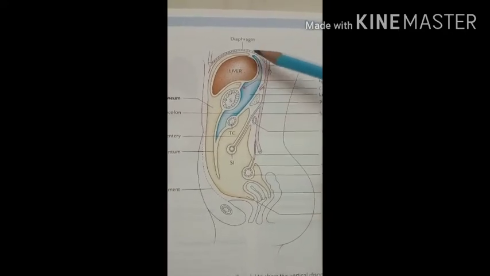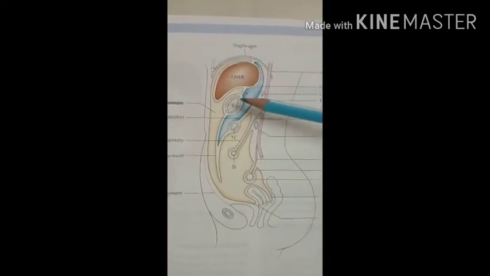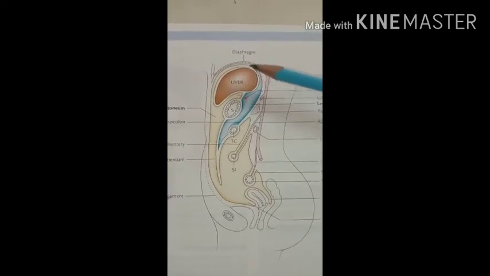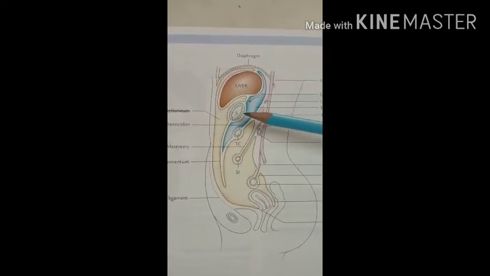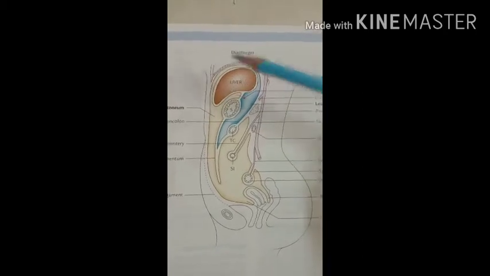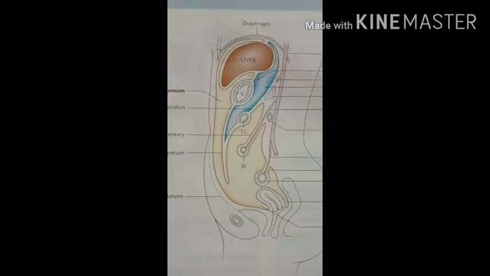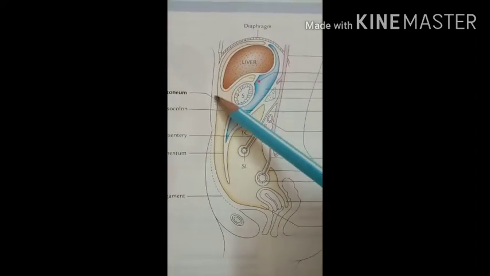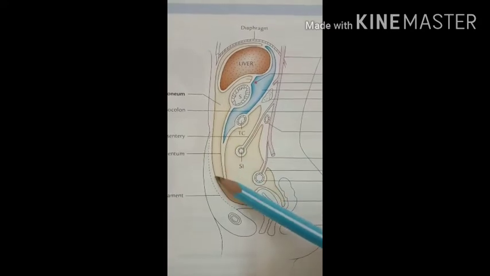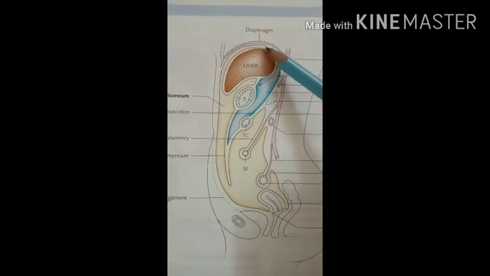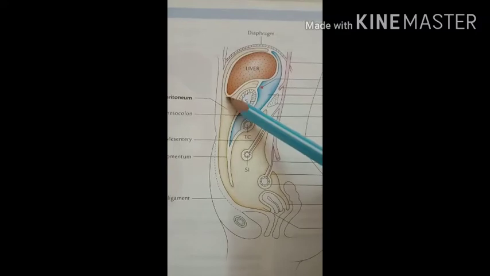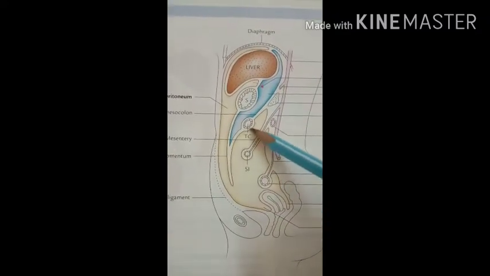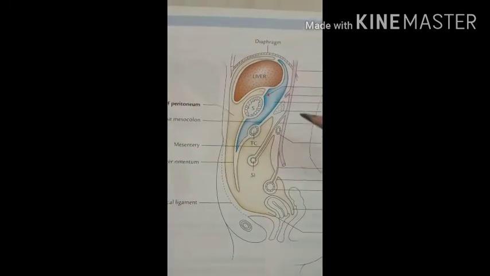So the peritoneum is the largest serous membrane of the body and consists of a closed sac containing a small amount of serous fluid. It consists of the parietal layer and the visceral layer. The parietal layer is the outermost layer, which is attached to the anterior abdominal wall, and the visceral layer is very much adherent to the organ.